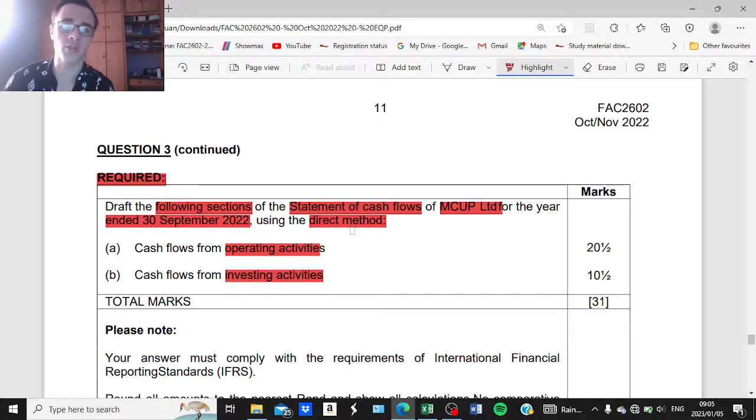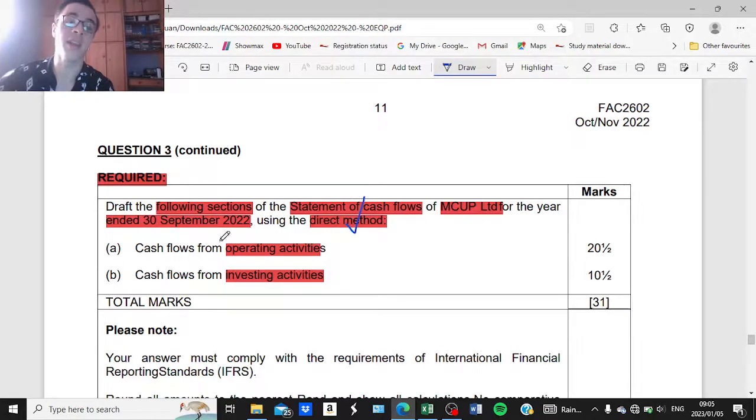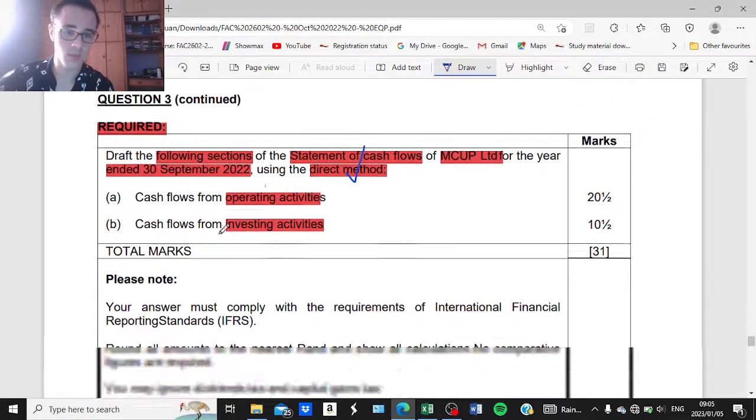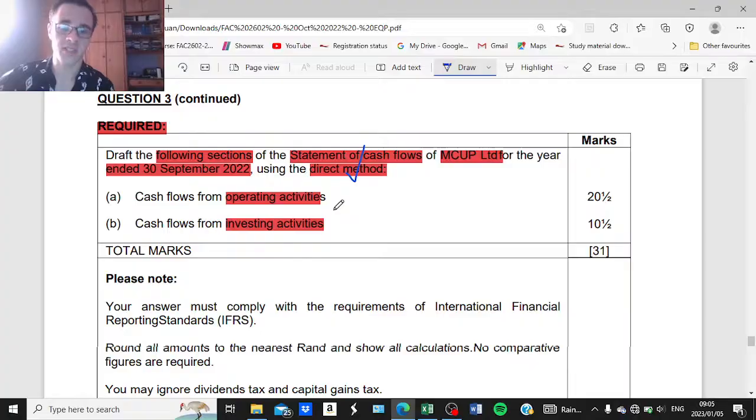Make sure that you are able to apply both the direct and indirect method. I have uploaded a lesson on Google Classroom where I have used both methods for the same question. However, for this lesson, I will be using the direct method as requested in the required section. All right, so the operating activity section is very important. Okay, the one that is mostly asked in this type of question.